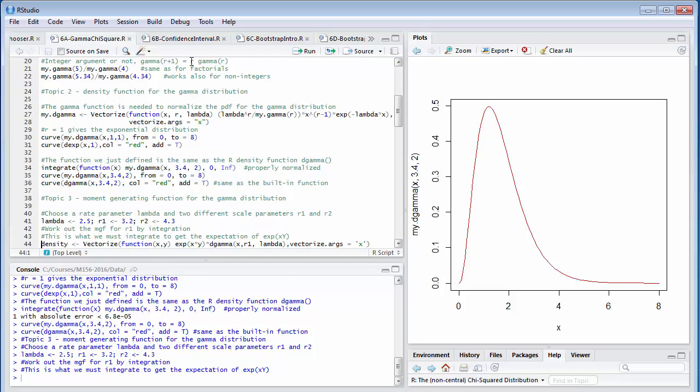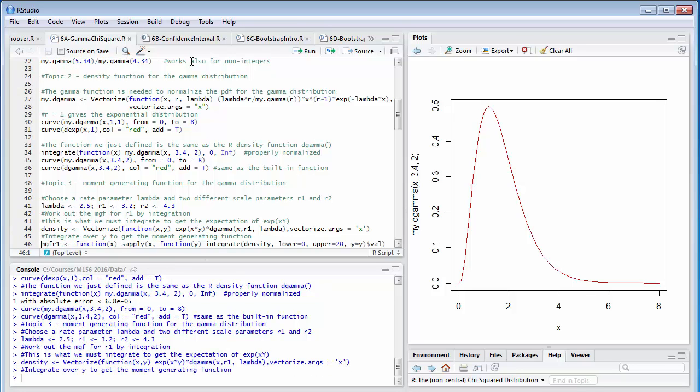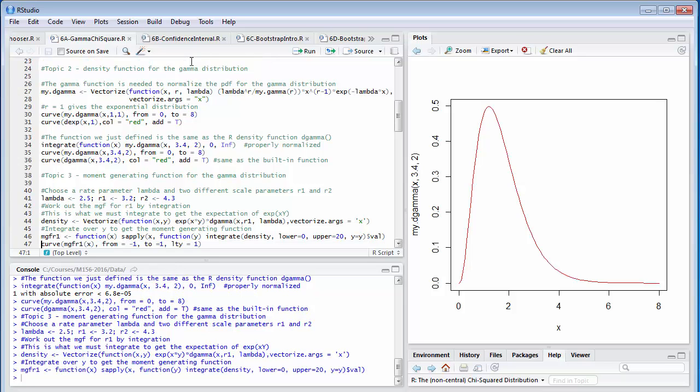First, I make the function that we have to integrate. So I will take the exponential of x times y times my gamma density. This is a function of two variables now, both x and y. I want it vectorized with respect to x so I can integrate with respect to y and still end up with a properly vectorized function. I integrate. Don't worry about the details of this. After about half an hour, I figured out the best way to do it was by using sapply. And there's my moment generating function.